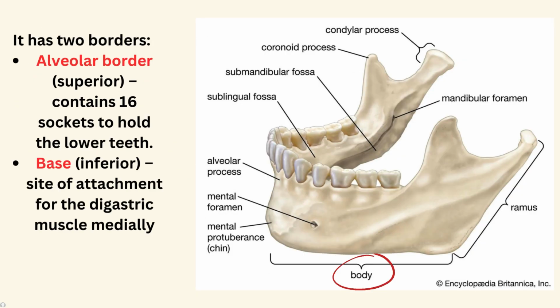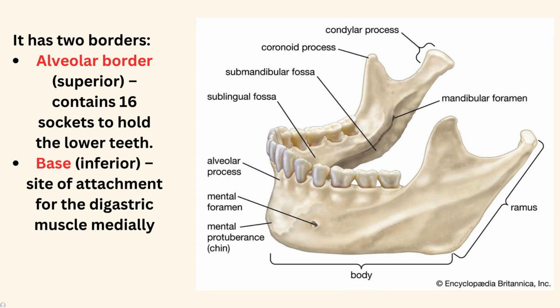The body of the mandible has two borders. The alveolar border, located on the superior side, contains 16 sockets to hold the lower teeth, because as you know, we have 16 teeth in the lower side and 16 teeth in the upper side, which makes up a total of 32 teeth. So the alveolar border is the one that will hold the teeth in place.